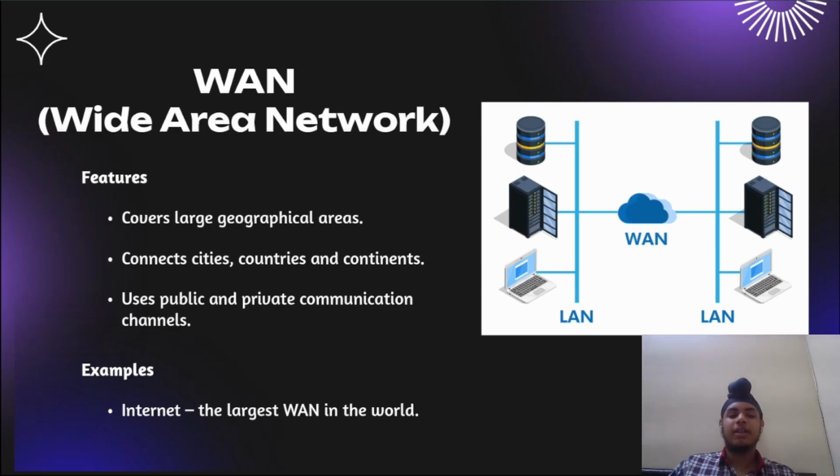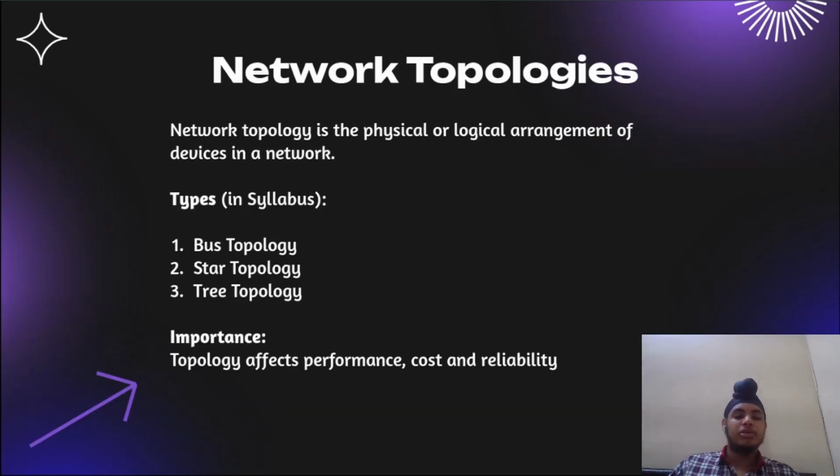Let's understand about network topologies. What is network topology? Network topology is simply a physical or logical arrangement of devices in a network. How different devices are arranged in a network, that is network topology. There are three types of network topology in the syllabus: bus topology, star topology, and tree topology. What is the importance of topologies? They affect performance and cost, and also the reliability of the network.